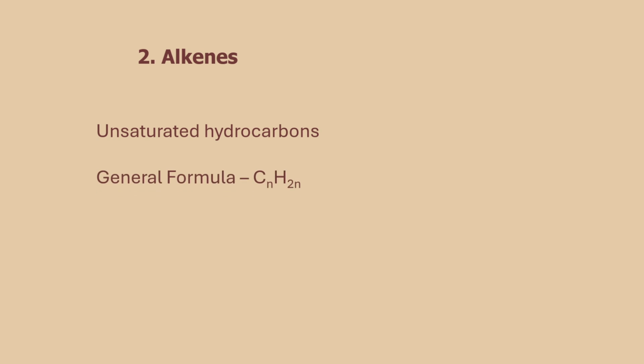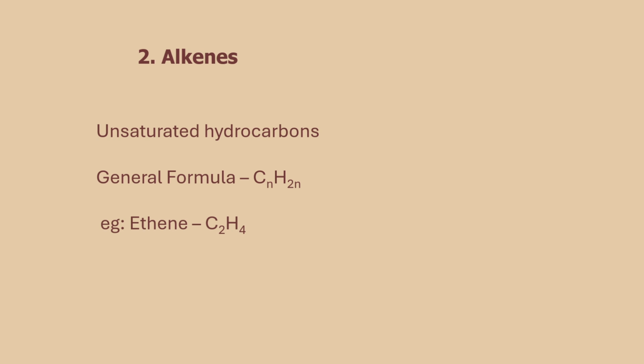The second hydrocarbon is alkenes. Alkenes are unsaturated hydrocarbons that contain at least one double bond between carbon atoms. Their general formula is CnH2n. Because of the double bond, alkenes are more reactive than alkanes and undergo addition reactions such as hydrogenation and halogenation.